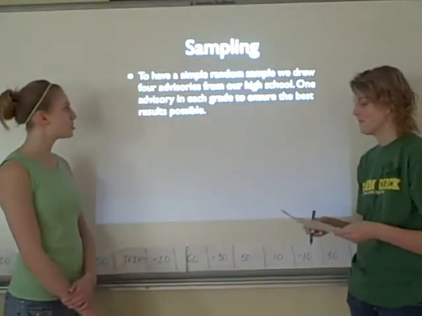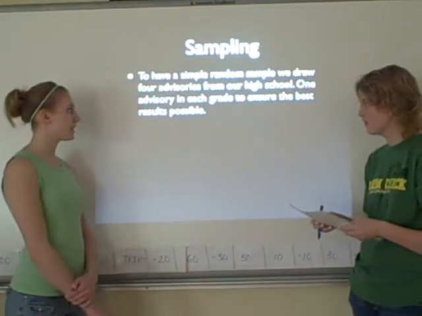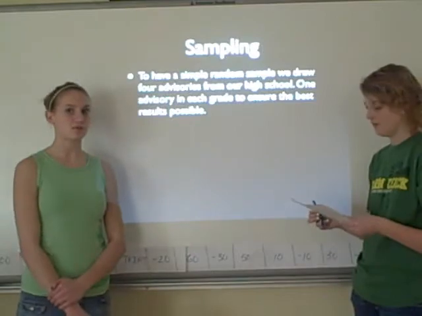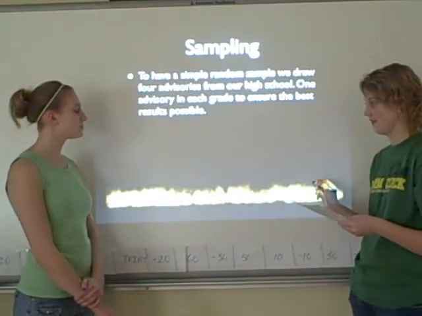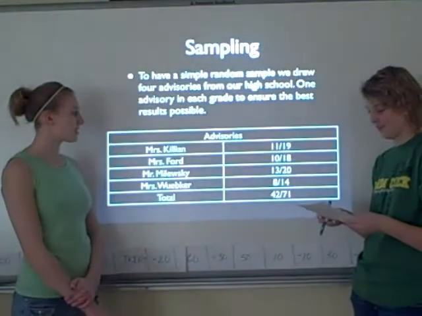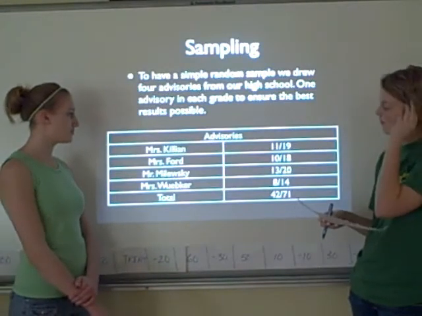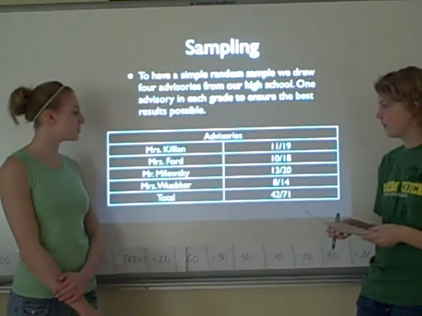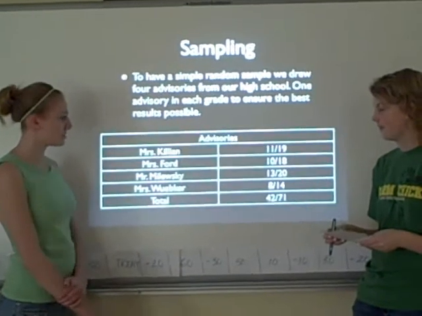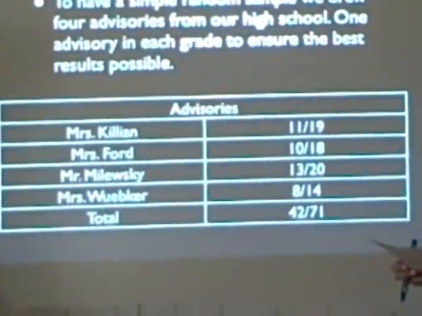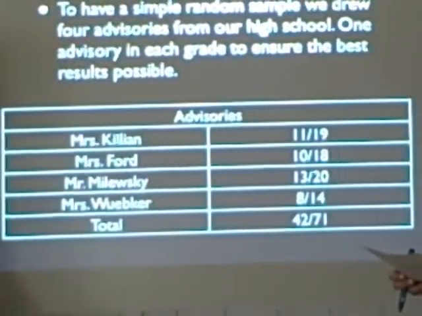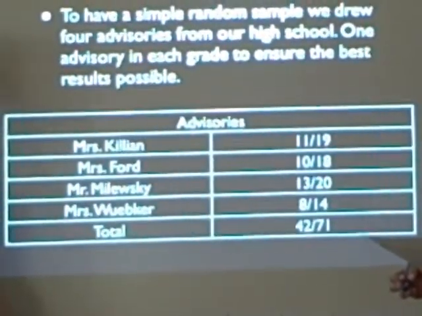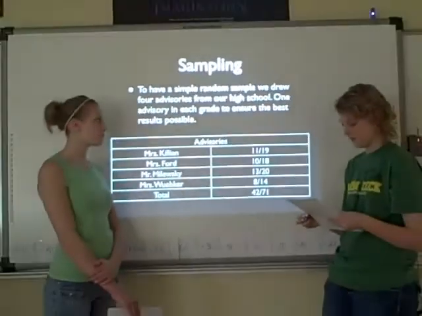For sampling, to have a simple random sample, we drew 4 advisories from our high school, 1 advisory in each grade to ensure the best results possible. The advisories we chose were Mrs. Killian for the freshmen. They had 11 out of 19 planning on attending a four-year college. Mrs. Ford for the sophomores had 10 out of 18. Mr. Molesky for the juniors had 13 out of 20, and Mrs. Webker for the seniors had 8 out of 14.